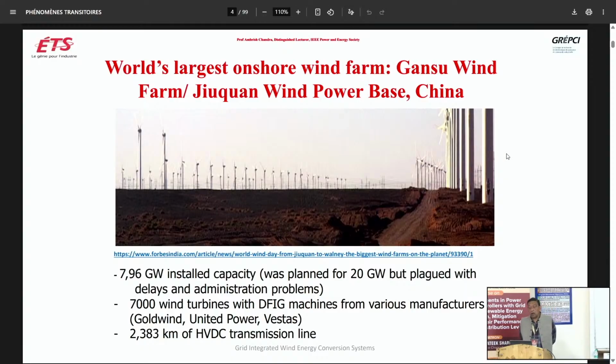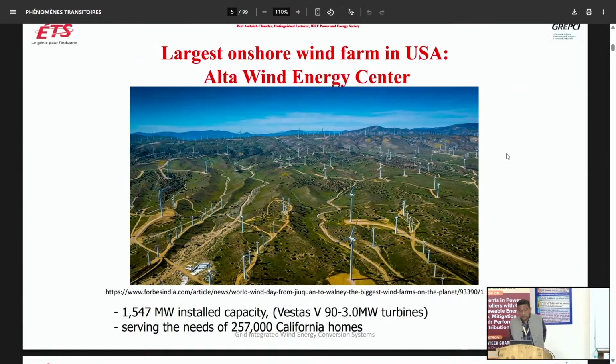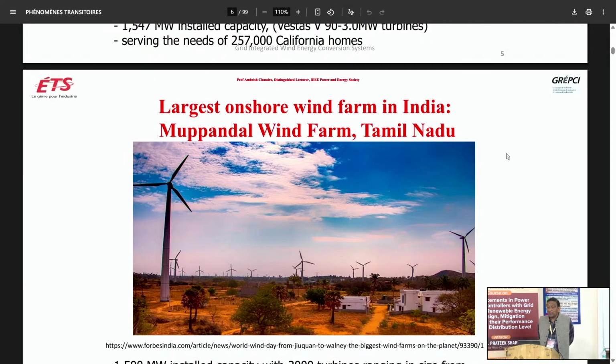Largest onshore wind farm in USA, Alta Wind Energy Center. It has 1547 megawatt installed capacity, and they have Vestas 3 megawatt wind turbines, V90. I think 90 is perhaps related with the, all the time I think about the French word for blades. In French we call it pale, so I was thinking pale, but blades, wind turbine blades, serving the needs of this many Californian homes.